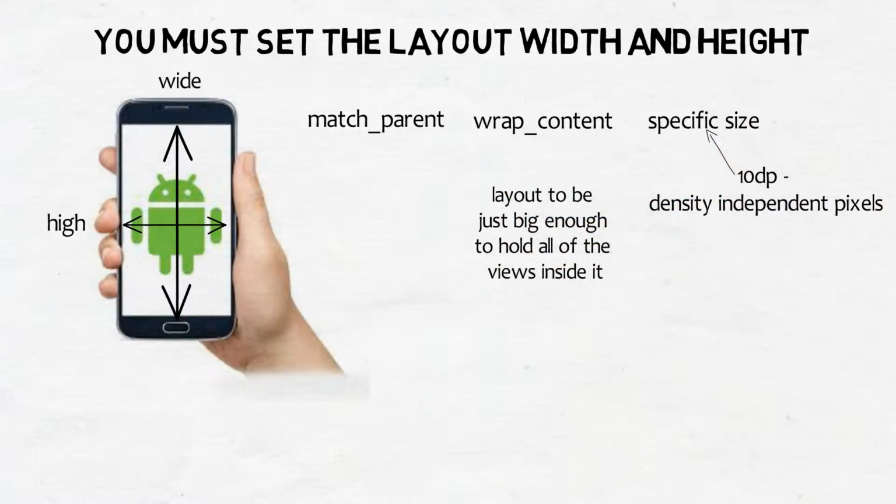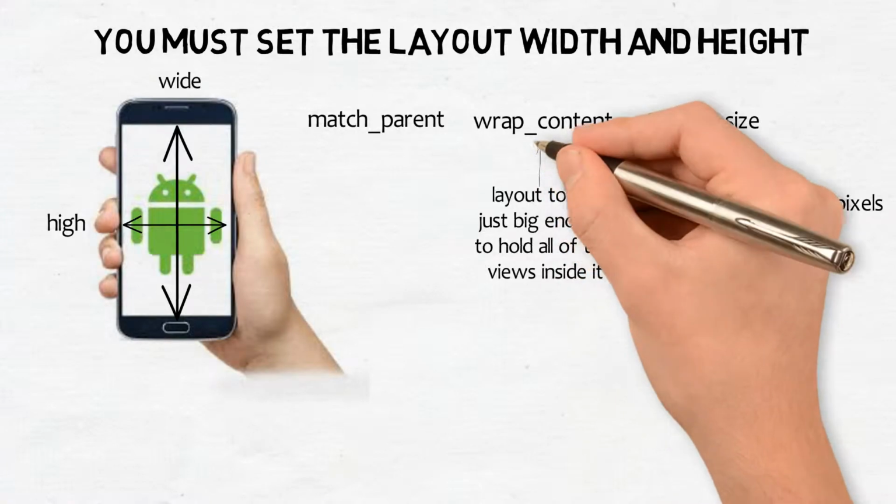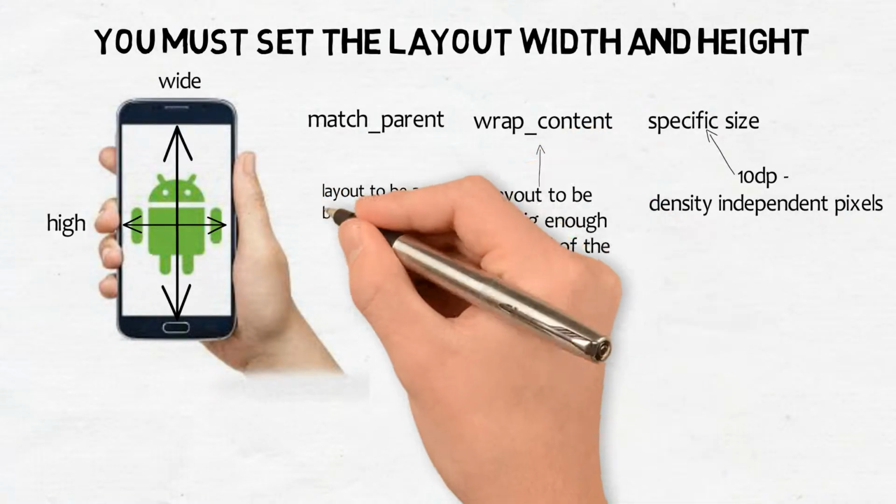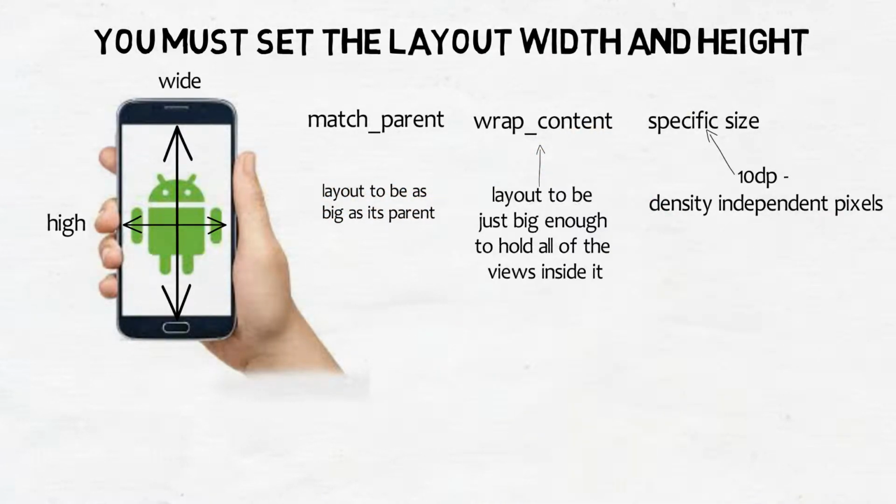Wrap content means that you want the layout to be just big enough to hold all of the views inside it, and match parent means that you want the layout to be as big as its parent, in this case as big as the device screen minus any padding. You'll usually set the layout width and height to match parent.